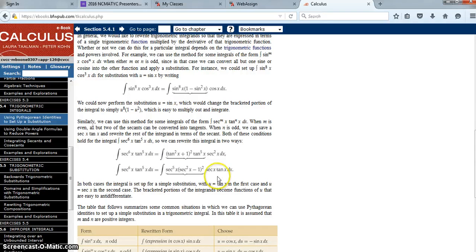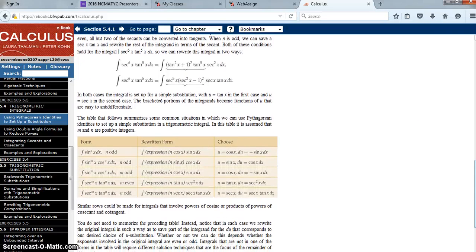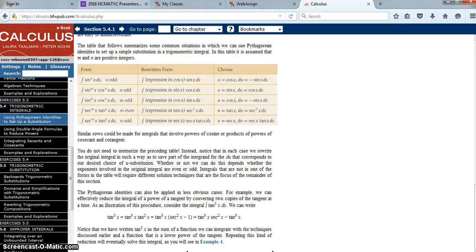We can do the same for these with some of our secant terms and tangent terms. All depends on what we're trying to factor out, or substitute out. They have these little rules down here for us, depending on what we're given, what we should choose as our u, depending on the exponents for our trig functions. So we will look at an example of that.